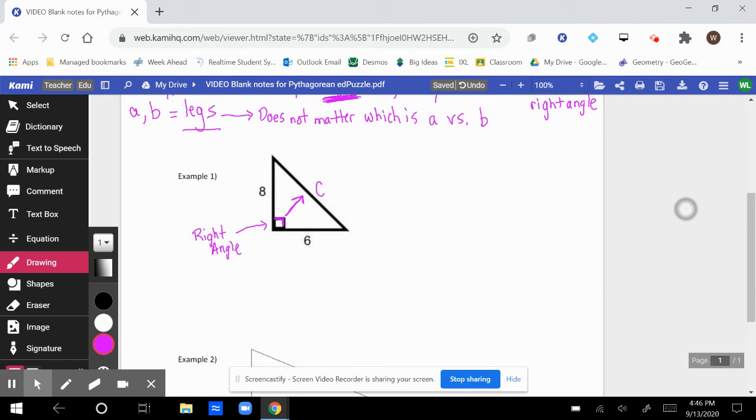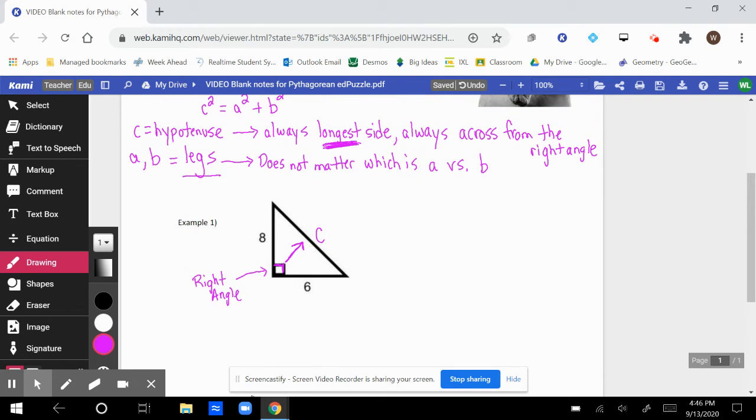And again, it doesn't matter which one you call A and which one you call B. So I'm going to say, let's call 8 A and 6 B. It does not really matter which you call which. Okay, so our equation is C squared equals A squared plus B squared.